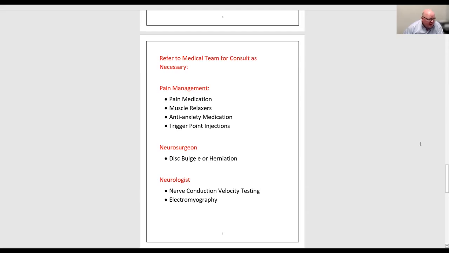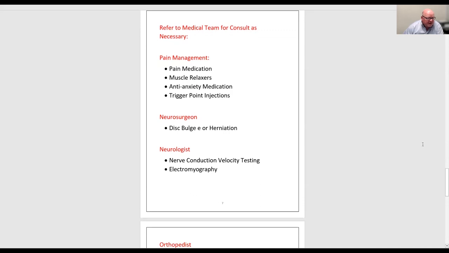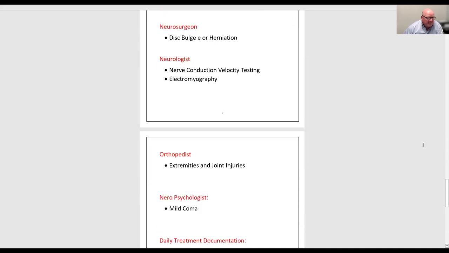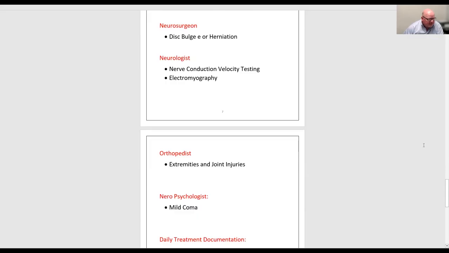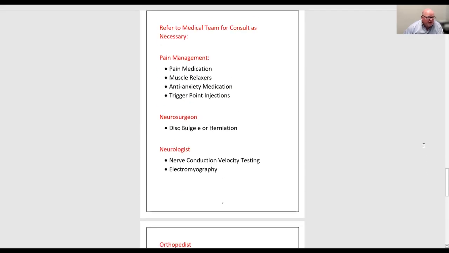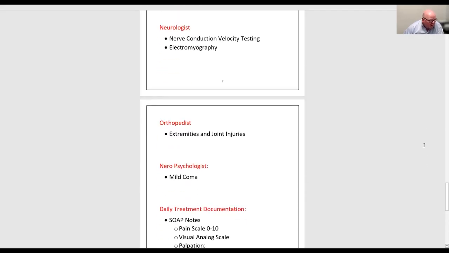Neurosurgeons are typically really good to work with. Disc bulge or herniation is what they're good for here. Neurologists for nerve conduction velocity testing or electromyography. I'm going to have them do it. I'm not going to do all this. We're going to have the specialists do it. So if they have tingling or numbness, I'm referring to the specialist and asking their opinion. Are any further diagnostics warranted? And I'm going to let them do what they do best, whether it's a neurosurgeon or pain management or a neurologist.